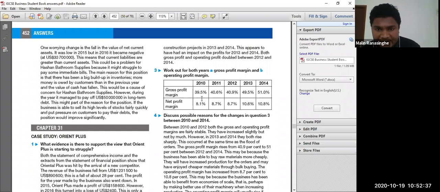And work out the percentage. You can see the gross profit margin increased from 39% to 51%. Very good. And you can see net profit margin from 8.1% to 10.8. From 2013 on, it went up to more than 10%. So currently this was a really good situation for this metal company. And discuss the possible reason. Final question: discuss the possible reason for this.